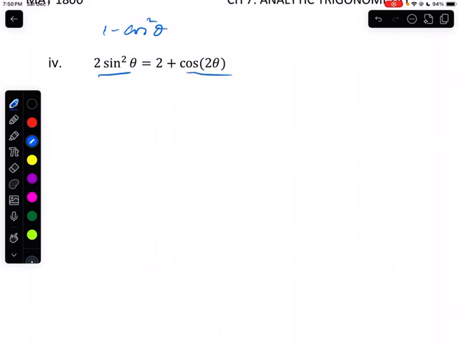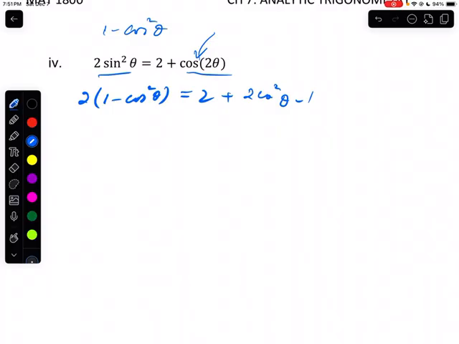So you can do it that way. You can change the sine square theta here and write it as 2 times 1 minus cosine square theta is equal to 2 plus, and now you should use the version where cosine of 2 theta is equal to 2 cosine square theta minus 1, so that you can combine the cosine square theta terms, and from there you will be able to get the simple equation.